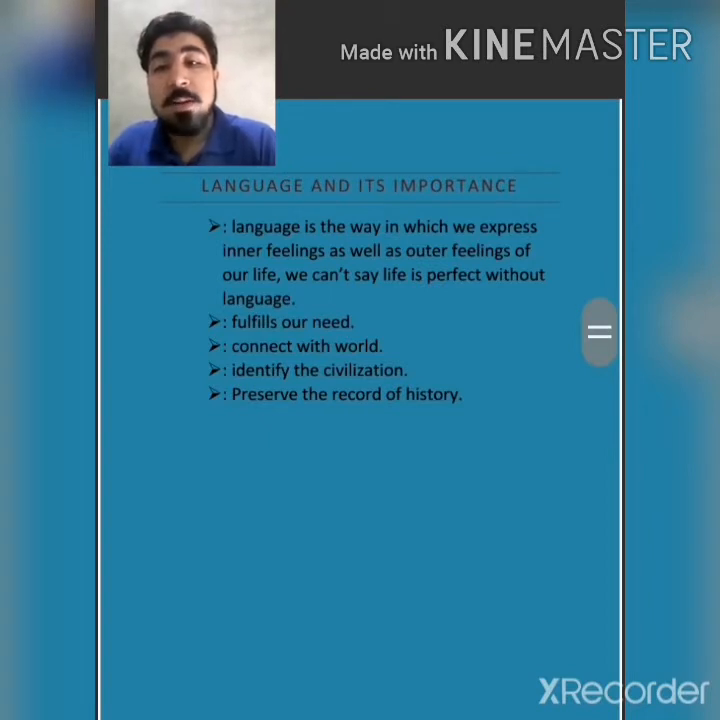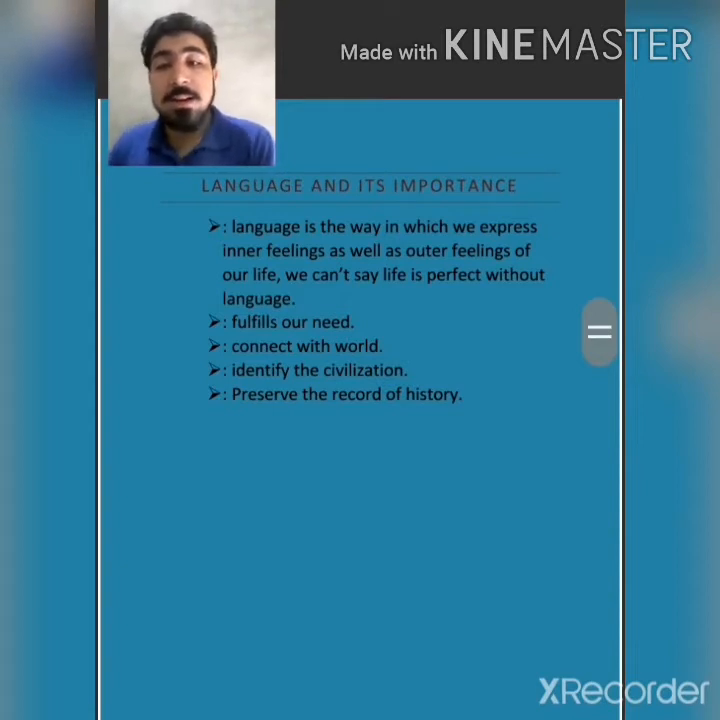And what about its importance? Language fulfills our needs. For example, if we do not understand anything, we ask a question from any personality, any scholar: what is this, why do we use this? So language fulfills our needs and gives us knowledge. It helps us find any place. This is our need that language fulfills.